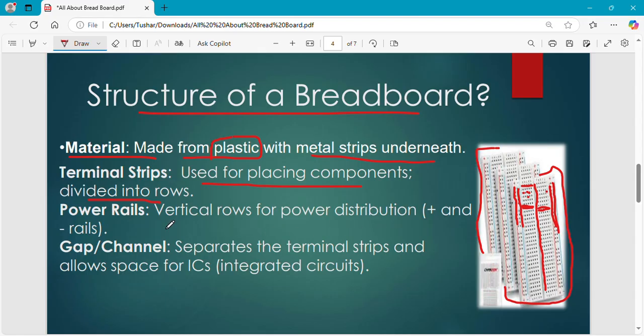Now if we talk about the power rails, they are vertical rows for power distribution, positive and negative. These are our power rails. This is positive and this is negative side. This is positive and this is negative. So these are our power rails.